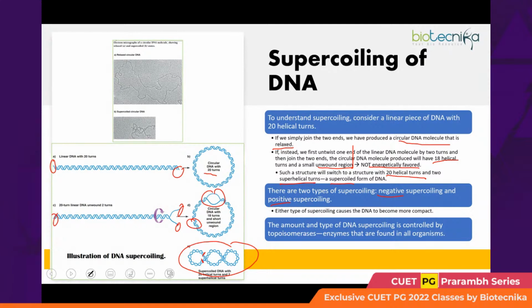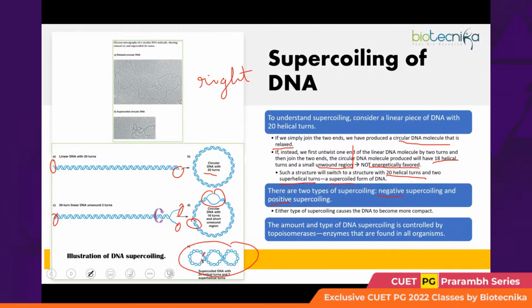Anybody? Which side is the helical turn in DNA? The usual DNA that we mostly find in all the cells. Right-handed, correct.